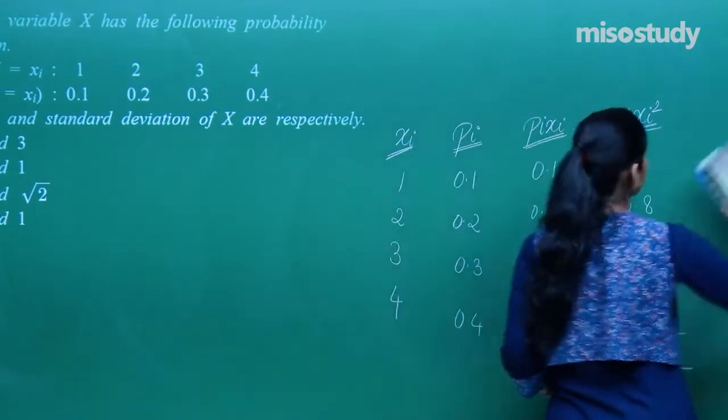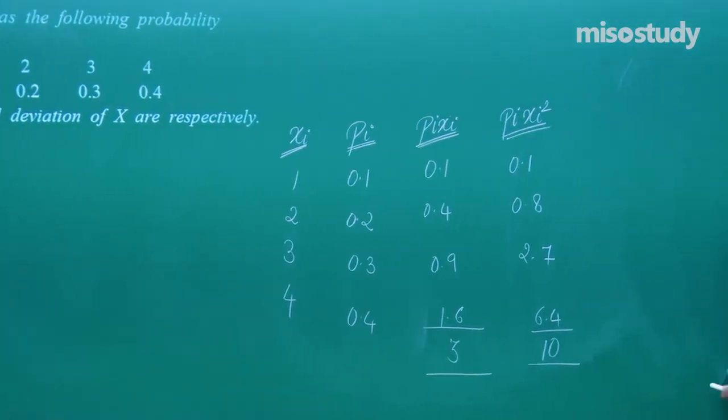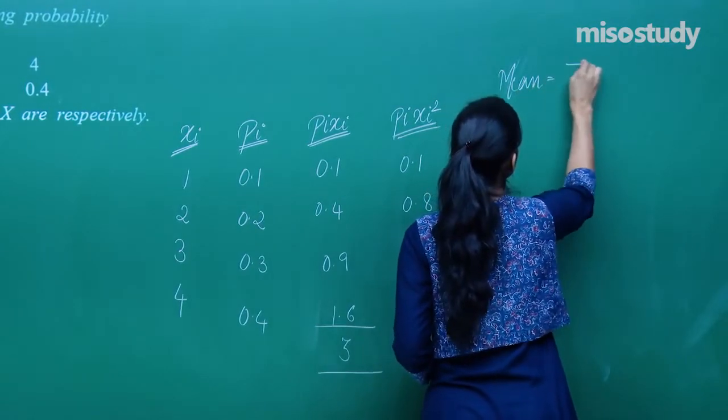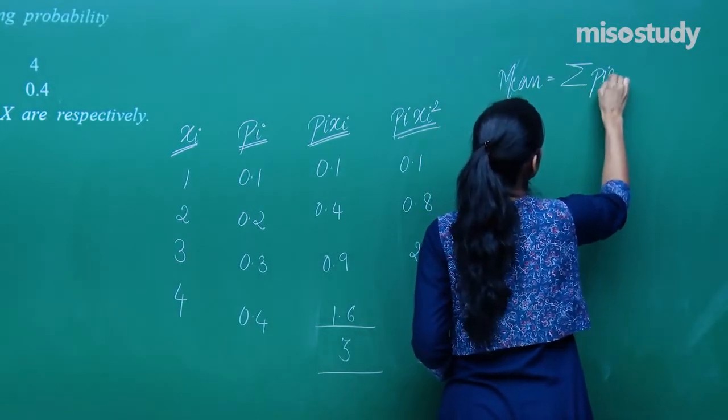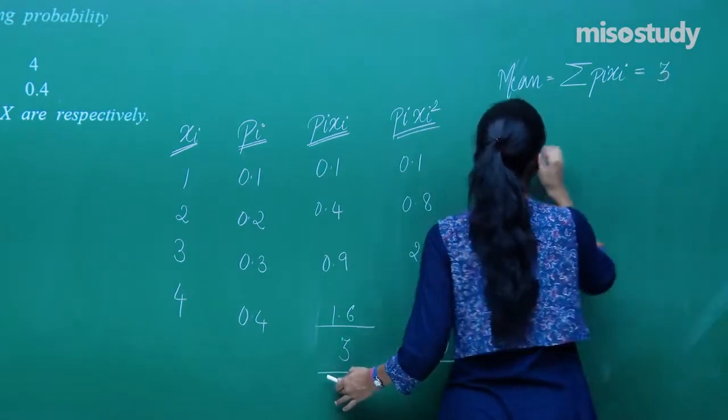Now you know what the mean and standard deviation of a probability distribution are, right? What is it? Mean is summation pi xi. Summation pi xi we just found out is 3, so mean is 3.